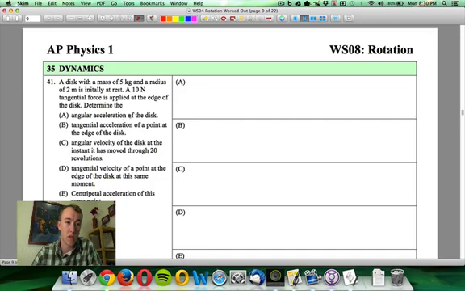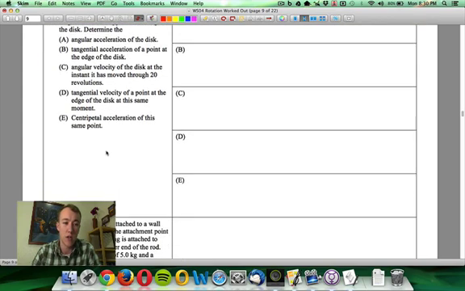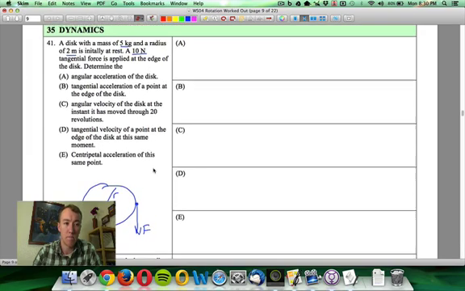Let's take a look at our first example here. It says a disk with a mass of 5 kilograms has a radius of 2 meters and there is a 10 Newton force acting on that disk. Draw a little picture down here just so we get a good idea. We've got our disk here. I know it's a good disk. It has a radius r of 2 meters. There is a force acting on this disk like so, and the disk has some mass m.